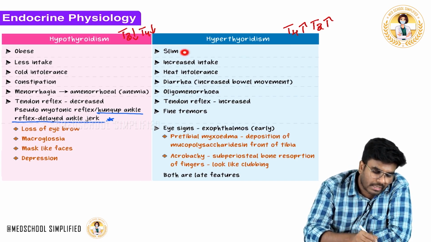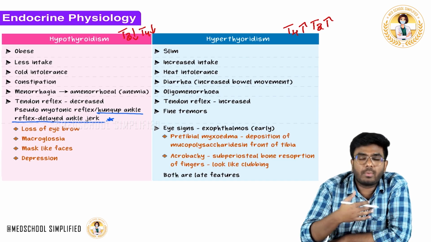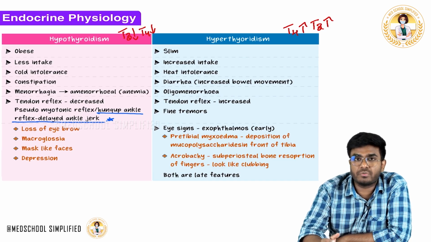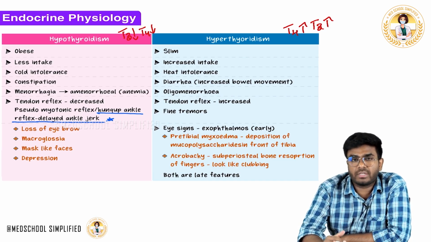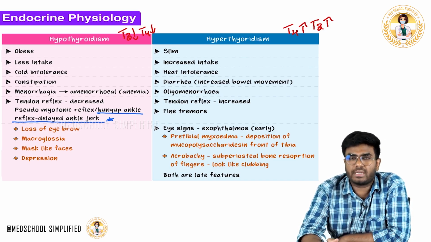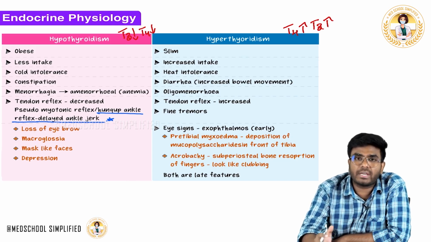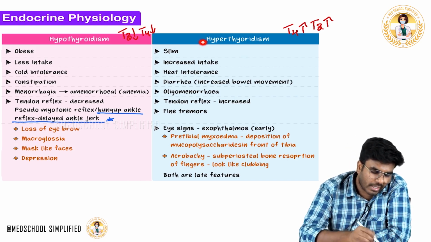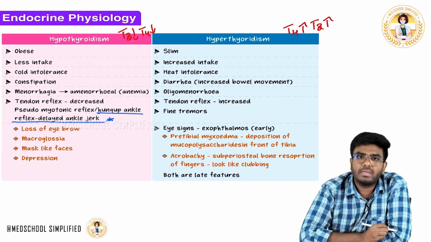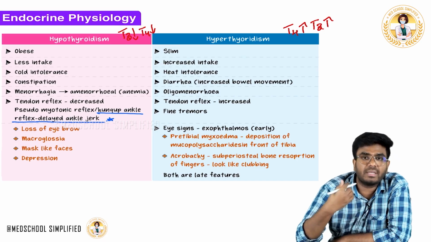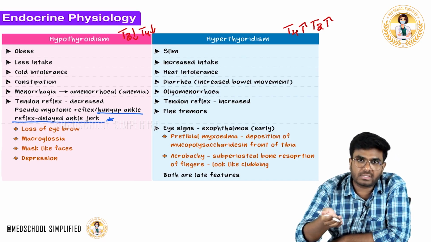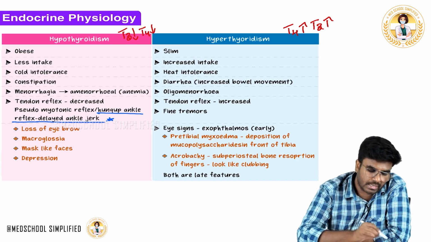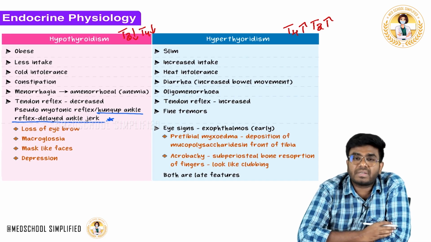Apart from that, their basal metabolic rate is increased, and more calories are getting utilized and broken down. Every day, instead of using 3000 kilocalories, this patient is going to use 4000 kilocalories. So more energy is getting broken down, and the patient is going to become slim. Now they will have increased intake. Why? Because their demand is more, right? They need more calories. So automatically these patients are likely to take more food. So, increased intake.